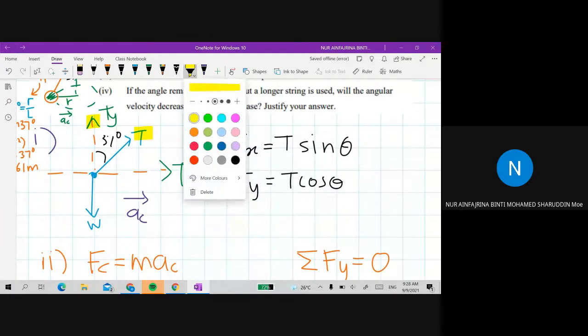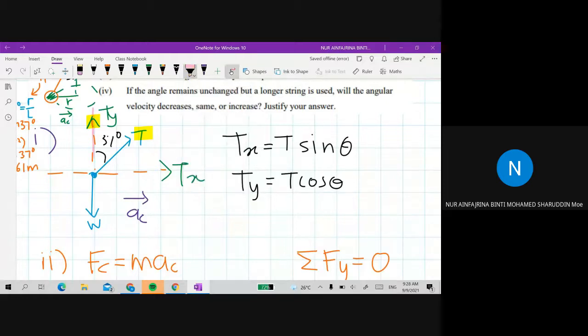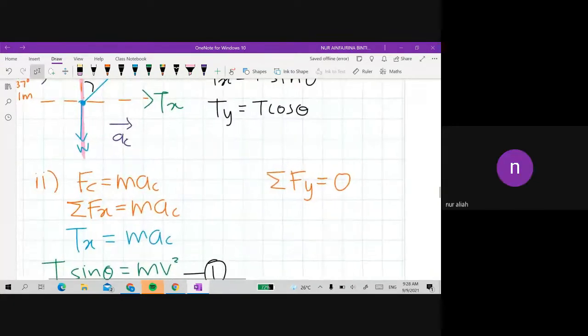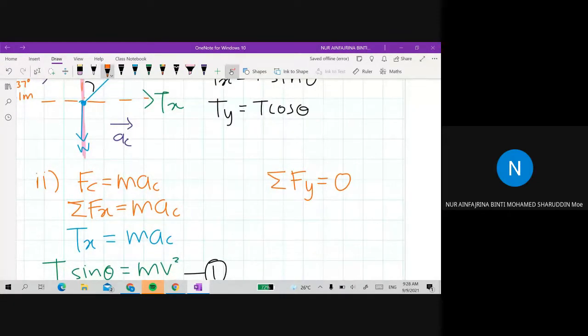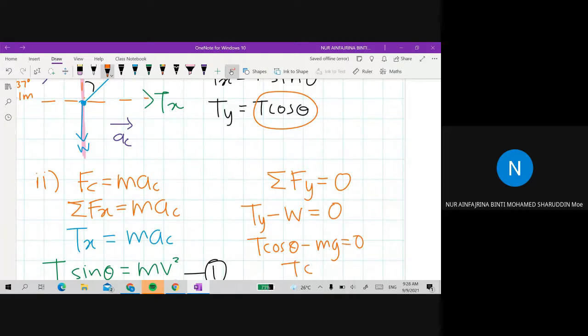Okay, so let's see what forces are on the y component. Like Miss said, if you are confused, highlight them. What forces are on the y component? Ty and W, weight. So is Ty positive or negative? Positive. What about your weight? Negative. Equals to 0. And we already know our Ty is T cos theta. So T cos theta minus mg equals 0. So T cos theta equals mg.